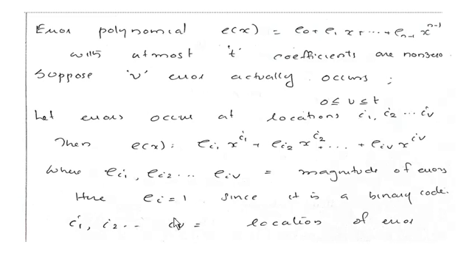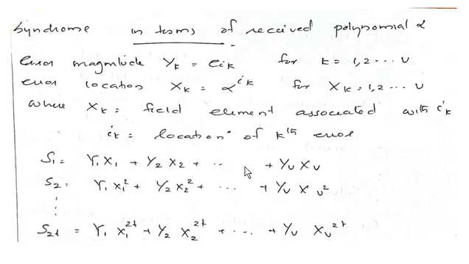In that error polynomial, we can represent its error magnitude as well as error location. So that is this representation. Then after representing, we can find the syndrome in terms of the received polynomial. The error magnitude we can write as yk equal to e_ik, for k equal to 1, 2, 3, etc.